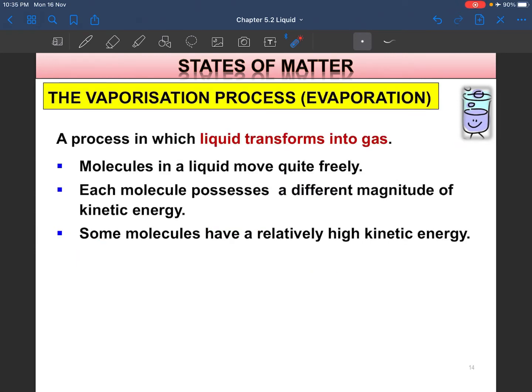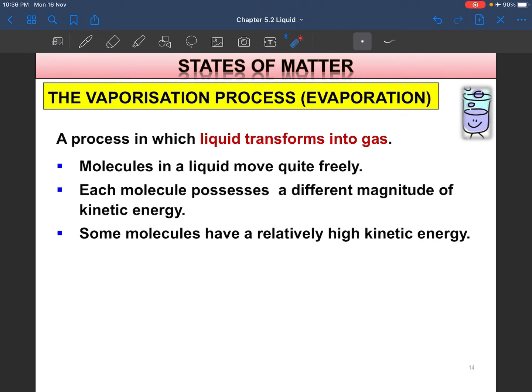Okay, so next yang kita nak belajar adalah vaporization process or specifically evaporation. Okay, untuk vaporization process ni, adalah satu proses yang kita ubah phase daripada liquid pergi gas. Okay, tapi vaporization dan evaporation bukan benda yang sama. So, kiranya vaporization terbahagi kepada dua lah, sama ada boiling or evaporation. So, sekarang kita nak belajar evaporation.